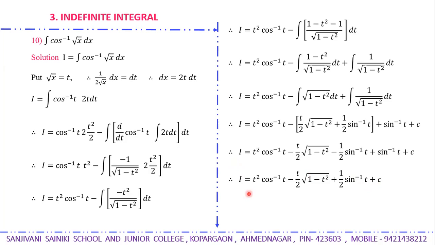But what is t? Already we have substituted for t, root x. So root x, its square is t square. So whenever there is a t square, I will write here x, and the t is replaced by root x. So I is equal to x cos inverse of root x minus root x upon 2 root 1 minus x plus 1 upon 2 sin inverse of root x plus c.